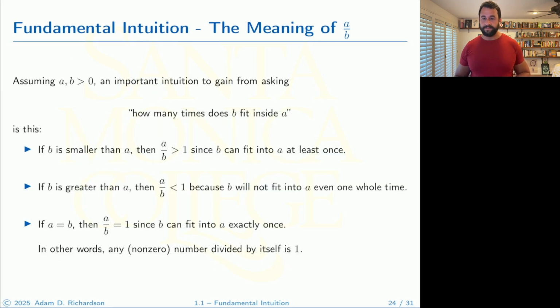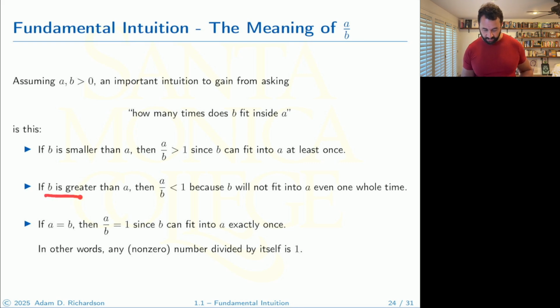Okay. Now, let's assume for a minute that A and B are both positive numbers. We can get some important intuition from asking the question, how many times does B fit inside of A? So think about this for a minute. If B is smaller than A, so the bottom part is smaller than the top part, then this number, whatever it is, A over B, has to be bigger than 1. It's got to be bigger than 1 because I can fit B into A at least once. So if B is smaller than A, then I can fit B into A more than one time. So A over B is greater than 1.